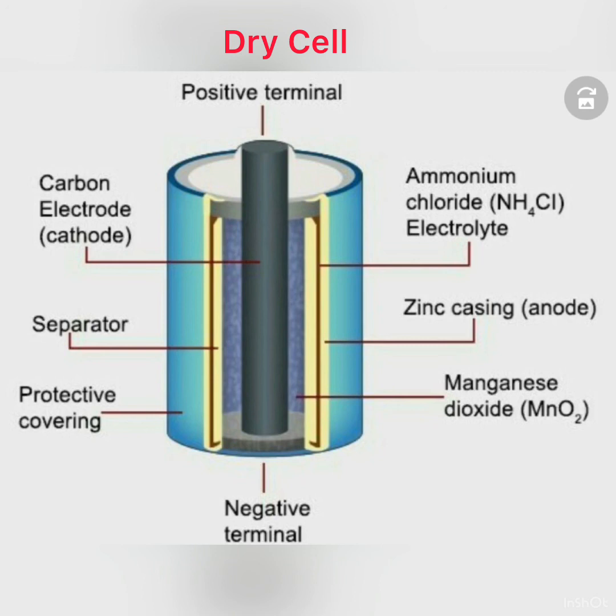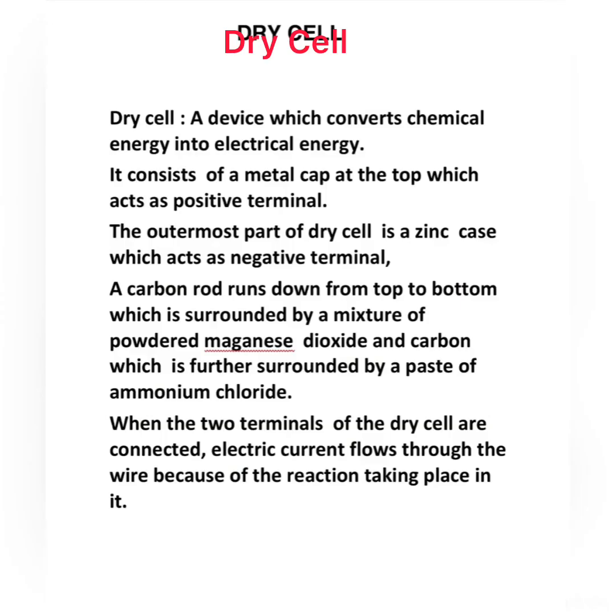From the base of the metal cap, a carbon rod runs down the cell. The carbon rod is surrounded by a mixture of powdered manganese dioxide and carbon. This is further surrounded by a paste of ammonium chloride. When these two terminals of a dry cell are connected, the electric current flows through the wire because of the reactions taking place inside it. This is the working of the dry cell.